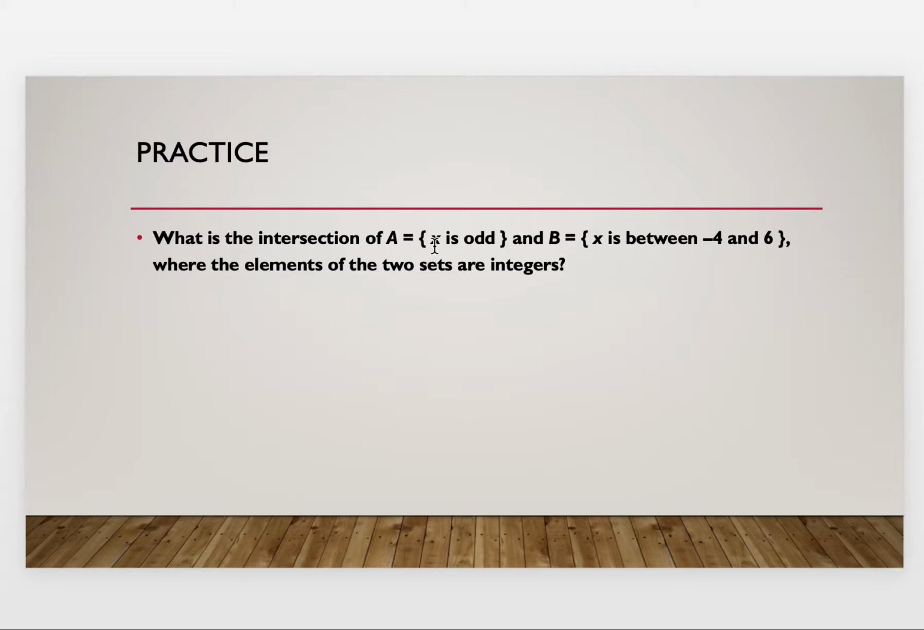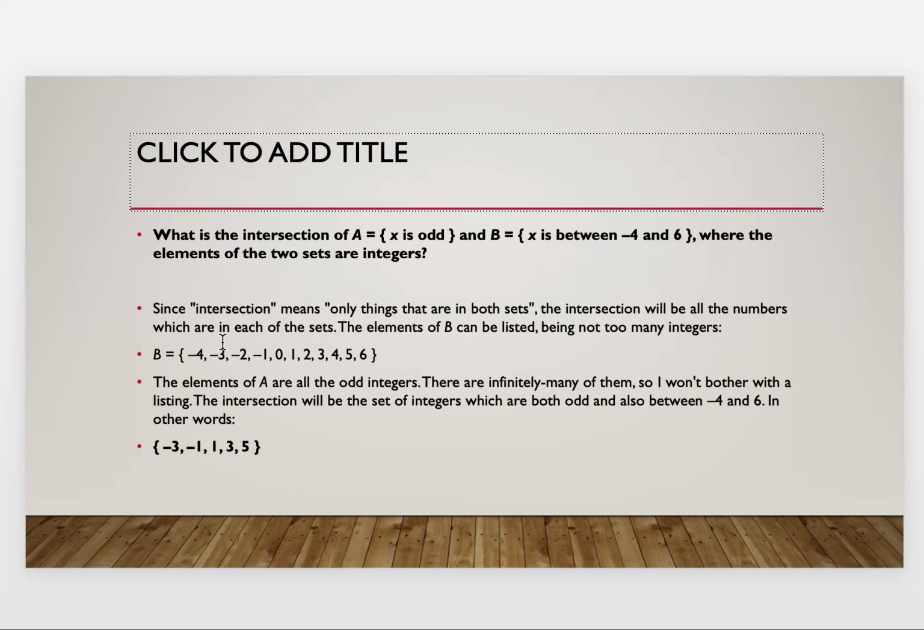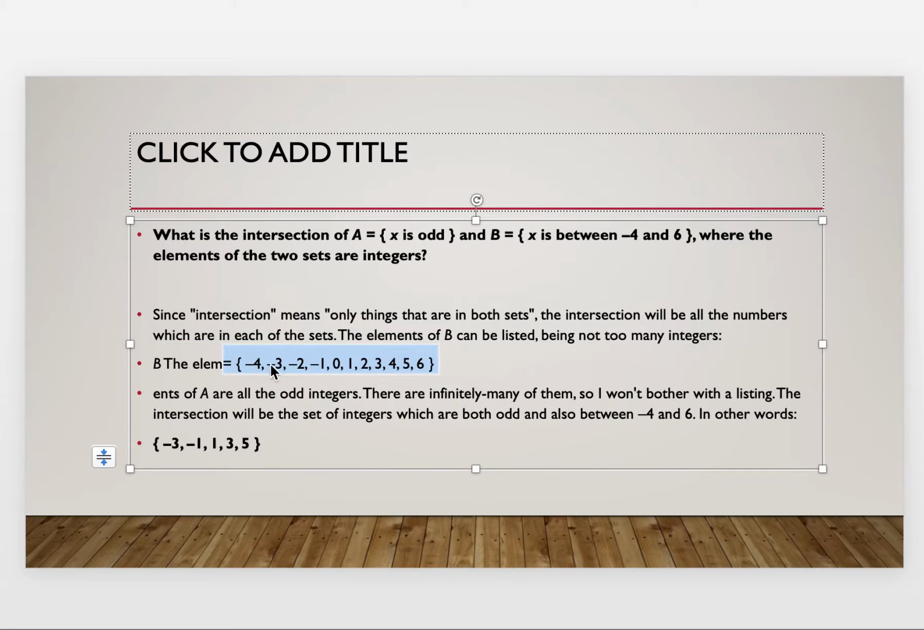What would the intersection of A, being that x is odd, so all odd numbers, and B, which says x is between -4 and 6, be? So I want to know what are the elements. Remember, intersection is what they have in common. So I can list out both sets, or I can list out B, which is the smaller set, which is my recommendation. So I listed out everything between -4 and +6. And then I'm going to go through this list and say who is odd. -3 is odd, the sign doesn't matter. -1 is odd, 1, and remember 0 is neither odd nor even. 3 and 5. So here is my answer. It's really helpful when you list things out so that you're able to really see what they have in common.